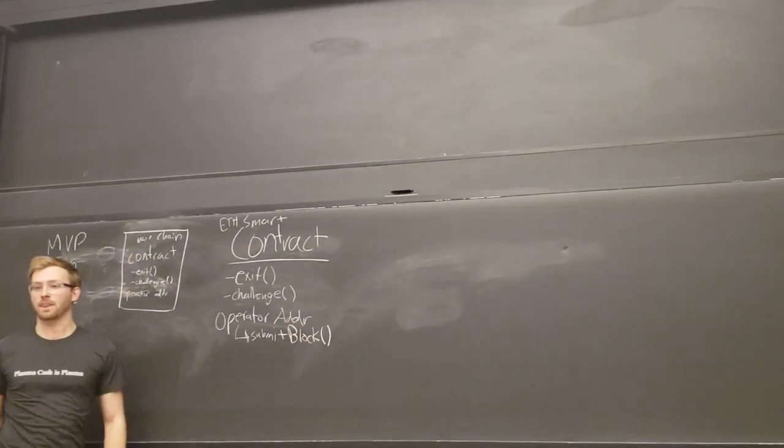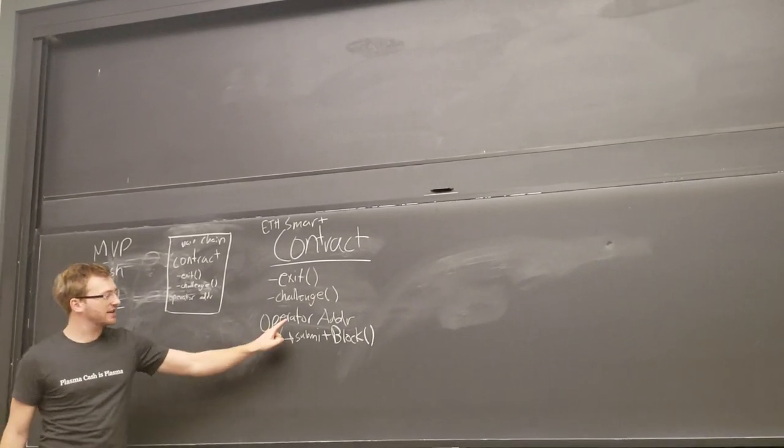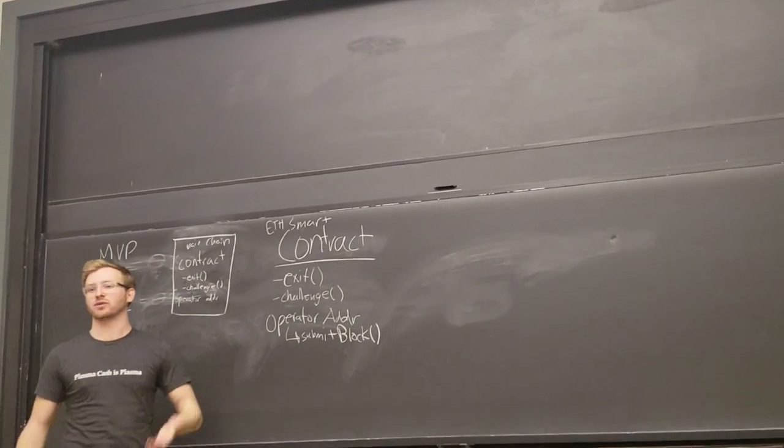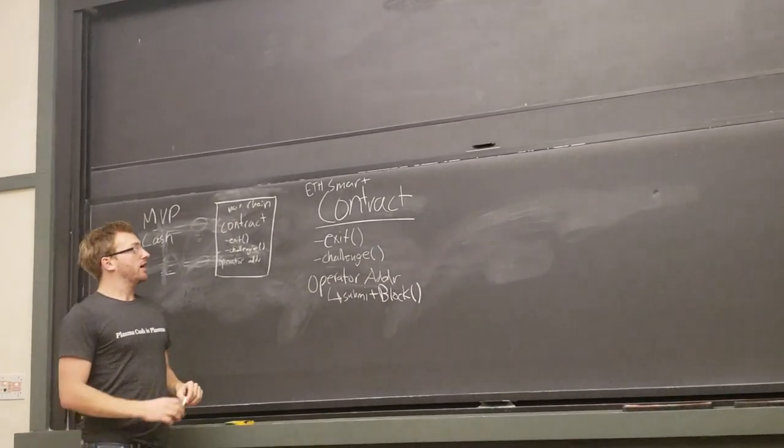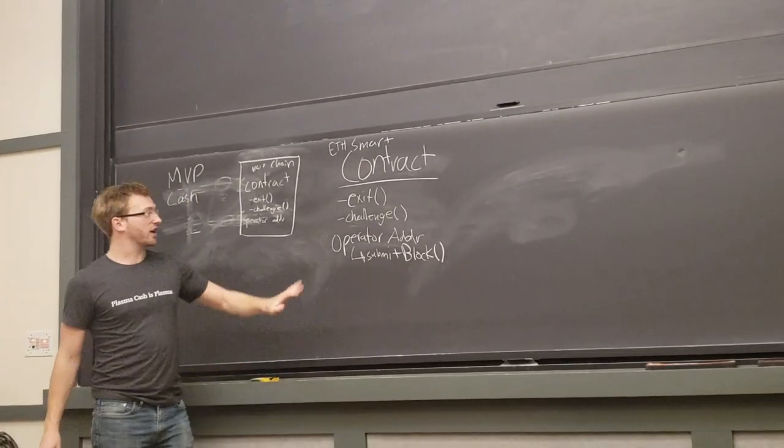Can anyone do that, or is it... That, in particular, needs to be done by the operator. This is a simple what we call proof of authority in Plasma chain. Is the operator the contract owner? The operator is not the contract owner. The contract is owned by no one.